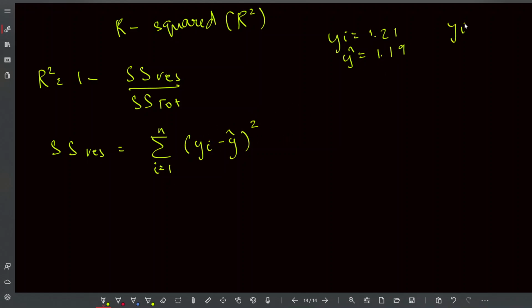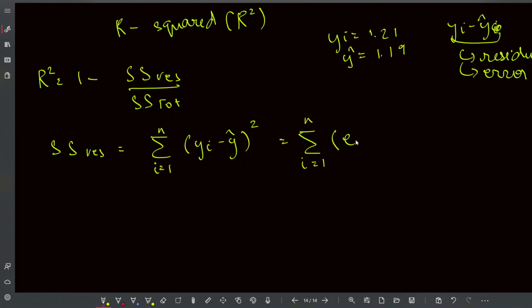So yi minus y hat is actually called the residual in linear regression. You can just watch my linear regression playlist if you don't know what that is. This is called the residual, all right? And it's also called the error. Residual is also called the error. And the summation i equals 1 to n is basically ei squared, where ei is the error. Okay, yi minus y hat is called the error.